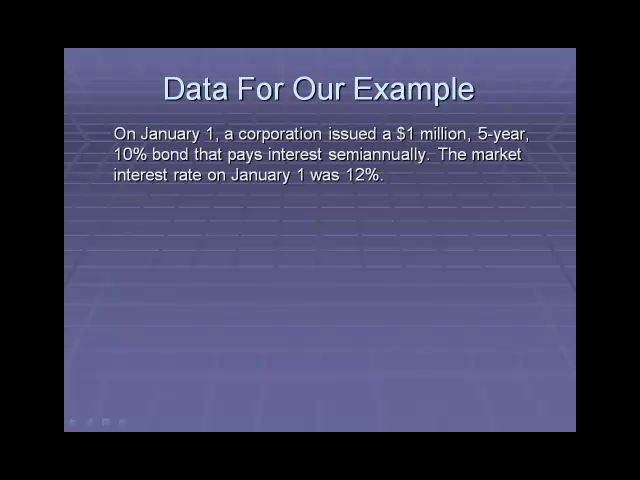The data for our example: on January 1st, a corporation issued a $1 million 5-year 10% bond that pays interest semi-annually. The market interest rate on January 1 was 12%. First question is, what is the principal amount? The principal amount, also known as the face amount, is the $1 million.